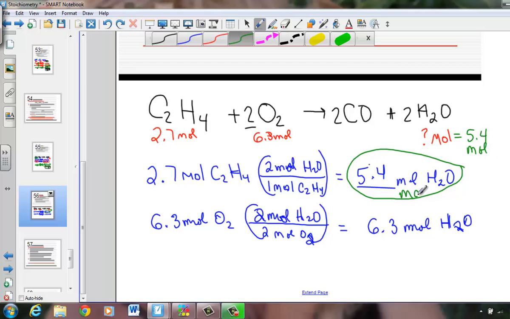And I'm going to label that. Do that with me. Get in the habit of labeling your maximum yield. If you're not indicating over here on the product side what you believe to be the maximum yield, I'll never know if you know the answer. So make sure you label that.